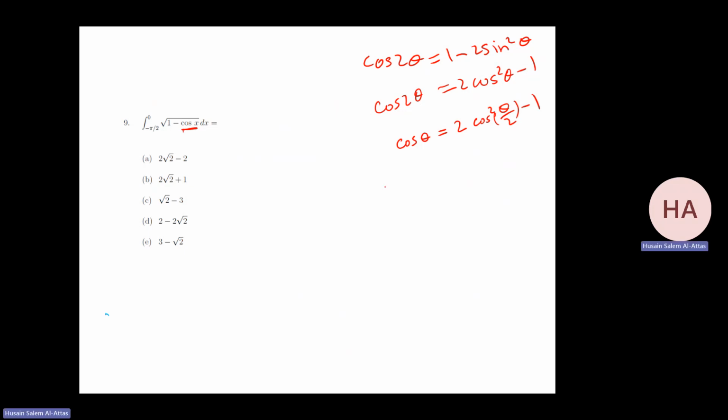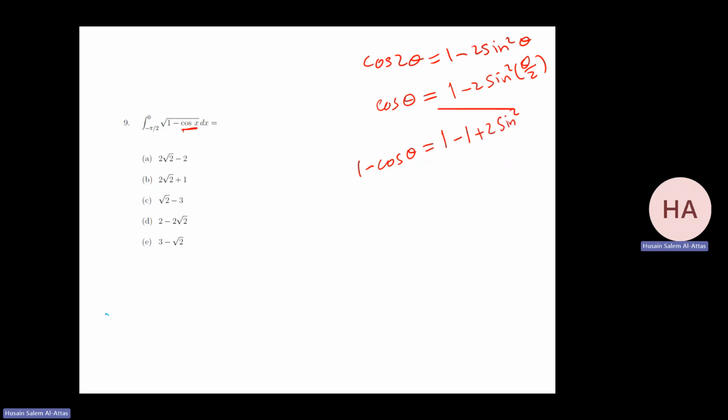So minus cosine theta. No, I think I need the sine. Sorry, I need the sine, not this one. I need this one. So from here, cosine theta will be what? Will be 1 minus 2 sine square theta over 2. So 1 minus cosine theta will be 1 minus 1 plus 2 sine square theta over 2. This is going to be every time. Okay, so that gives me 2 sine square theta over 2.